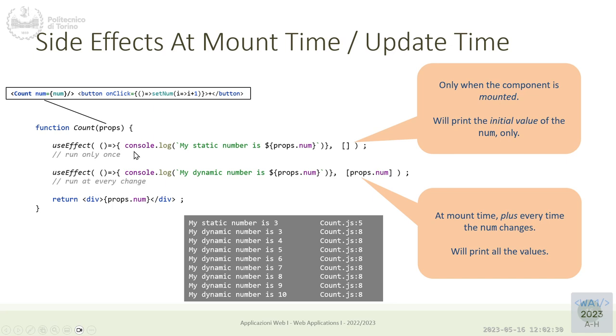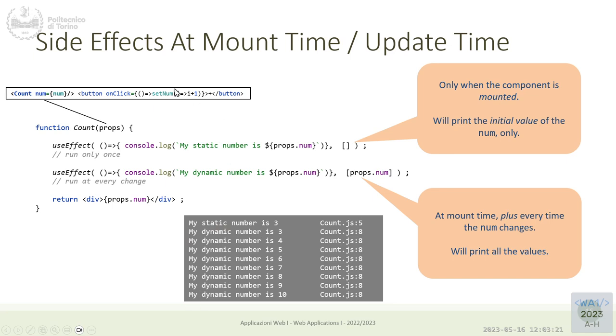And this is a normal behavior, we already did it at the very beginning. And we're trying to log the behavior of these values. I have two useEffects with a console.log, and the first one doesn't have any dependencies, the second one has a dependency: number, which is a prop, so prop.number. So what happens is that the first one, my static number, is only printed once, with the initial value of the number at the time when the count component was first mounted on the page. And then you see that this message is not printed anymore.